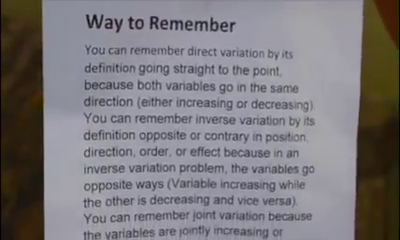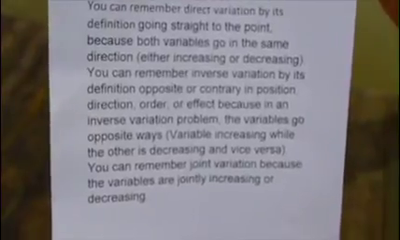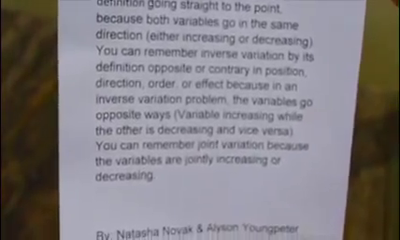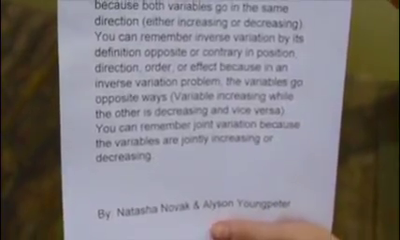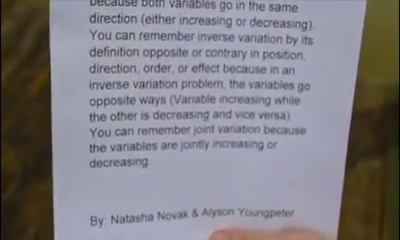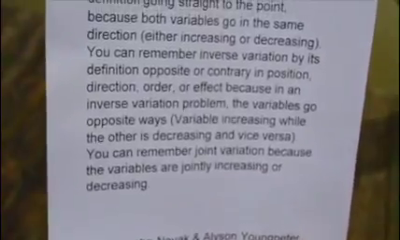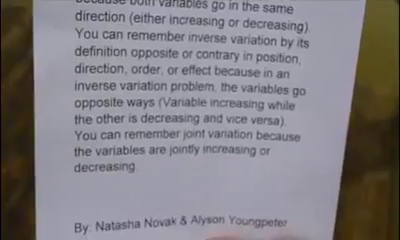Our ways to remember are, you can remember direct variation by its definition, going straight to the point, because both variables go in the same direction, either increasing or decreasing. You can remember inverse variation by its definition, opposite or contrary in position, direction, order, or effect, because in an inverse variation problem, the variables go the opposite way: one variable increasing while the other is decreasing and vice versa. You can remember joint variation because the variables are jointly increasing or decreasing.